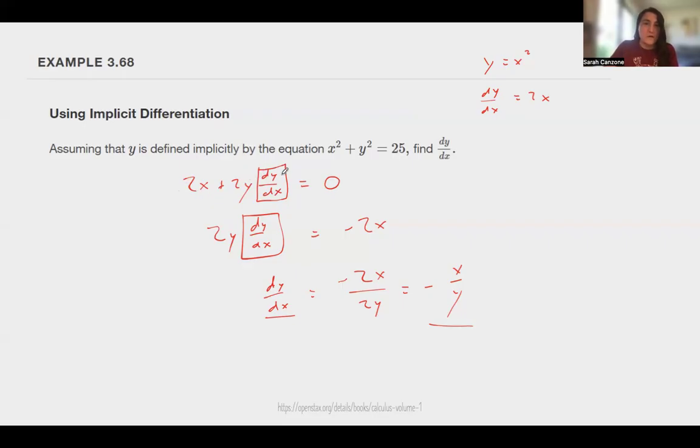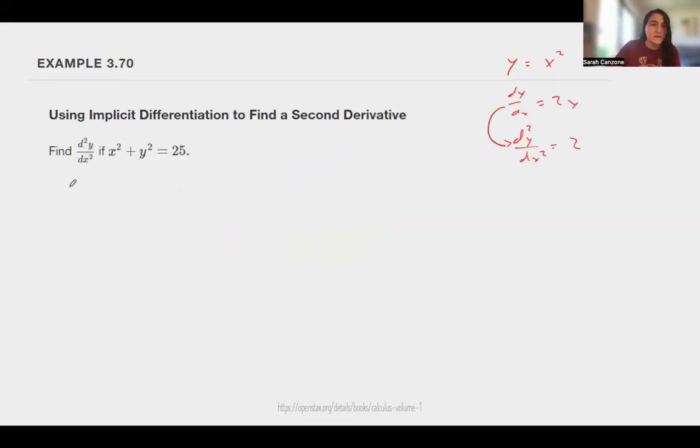This would be a slightly longer and drawn out process though. So my suggestion is get the first derivative, and then the second derivative is just explicitly differentiating the way that you normally would. All right, so let's go ahead and use our first derivative. We don't need to resolve for that. So dy/dx equals negative x over y.